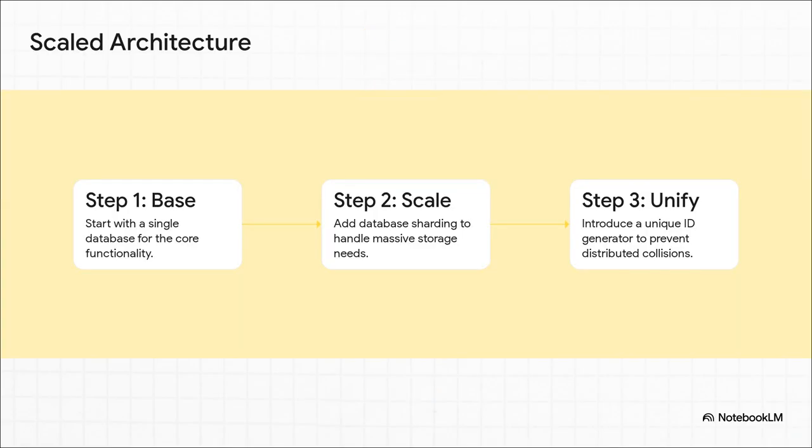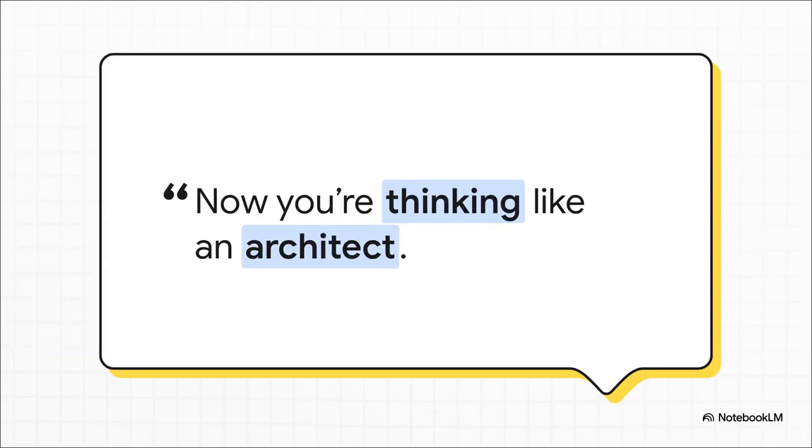So let's look at how our architecture has evolved. We started at step 1 with that simple single database. Then, to handle all that data, we brought in step 2, database sharding, splitting everything up across multiple machines. And now, to solve that nasty distributed collision problem, we add the final piece of the core puzzle, step 3, a central unique ID generator. This is a dedicated service whose one and only job is to hand out unique numbers, one after the other. It guarantees that no two shards will ever get the same ID. Problem solved.